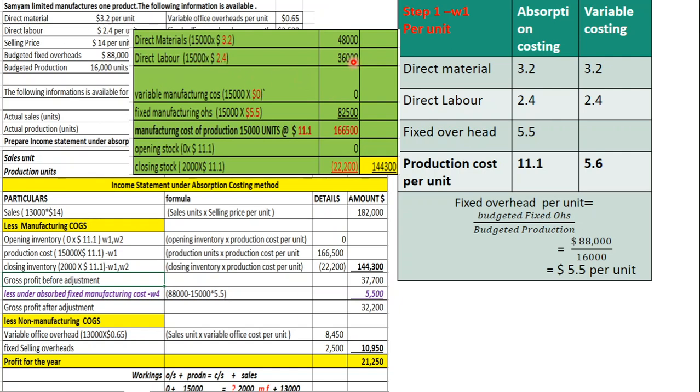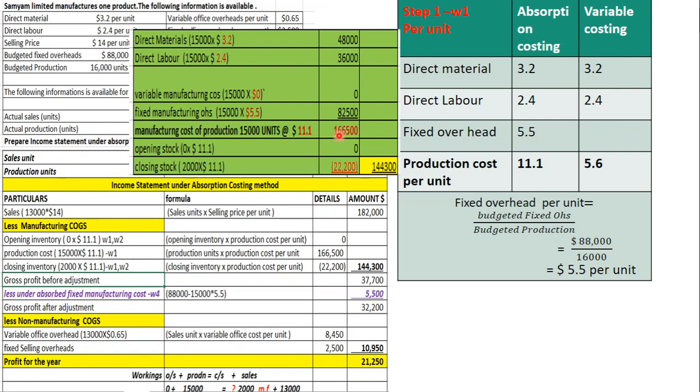Remember, we are multiplying all by production units. Then variable manufacturing cost we don't have, so I put 0 here just to make you understand the format. Then fixed manufacturing overhead, we derive 5.5. You need to take this out first anyhow, so you got 5.5 here. You multiply with the production units, you get this as your fixed manufacturing overhead. And then when you add this up, total, you get your production cost. Manufacturing cost of production, that's your production cost.